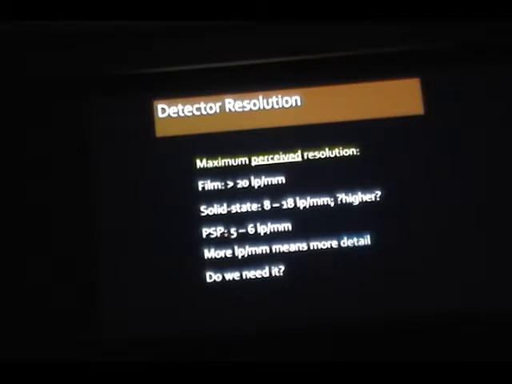So these are some things, like film. If you are using film-based, you can see there are 20 lines per millimeter, right? And solid state, that's what we are using currently in our dental school. If you look, it ranges from 8 to 18. And if you are using PSP plates or phosphor plates, it's only 5 to 6. So the question is, do we need to have more lines per millimeter or not? Or do we really need to check what we do in day-to-day practice?